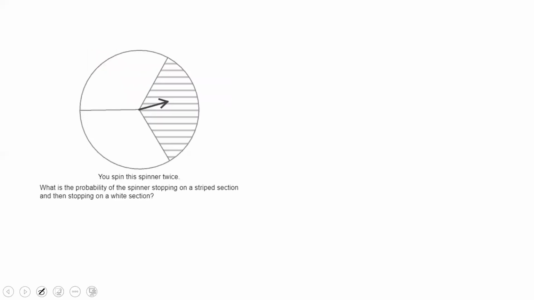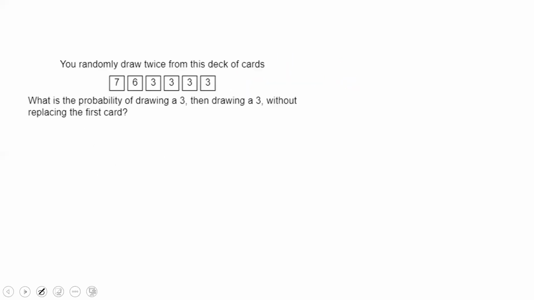You spin the spinner twice. Now, if you spin the spinner, you're not going to get better at spinning the spinner. So each time, your chances are going to be out of 3 sections. It says, what is the probability of the spinner stopping on a striped section? There's 1 striped section. And then stopping on a white section. There are 2 white sections. So 2 out of 9.